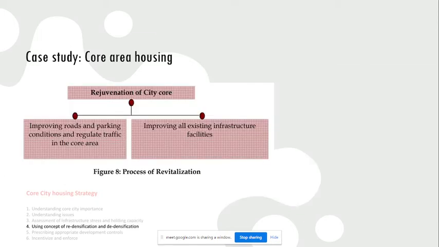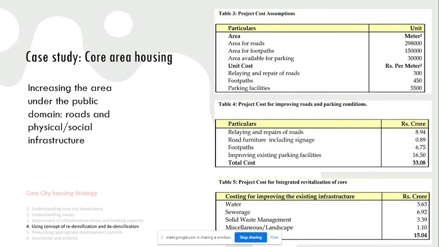Then rejuvenation of the city core. This is how the concept of re-densification and de-densification can be carried out. The major rejuvenation of the city core focuses on improving the roads, parking conditions and regular traffic in the core area, then improving the different infrastructure facilities. This is how the process of revitalization has taken place.